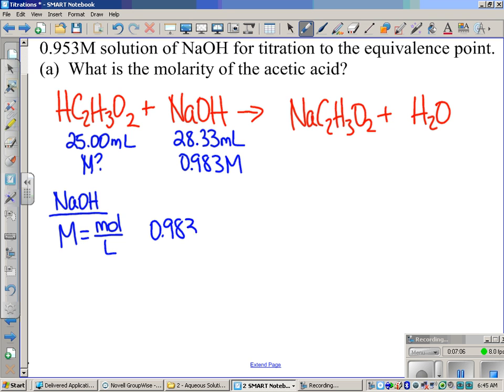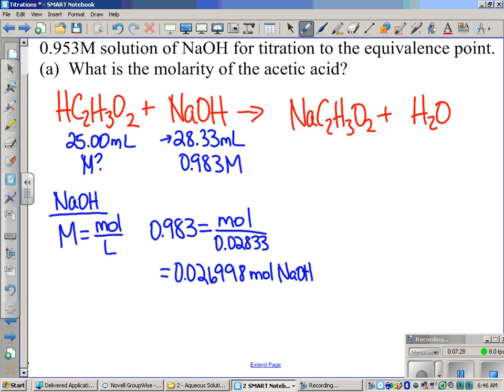You know that molarity equals moles over liters. So molarity is 0.983. We don't know our moles. I'm going to put this volume here in liters. I'm going to cross multiply, and that's going to tell me how many moles of NaOH I have. So I have 0.026998 moles of NaOH. Now I like to do the next step just right there along with that, because the next step, if I know moles of NaOH, I can find moles of my acid.